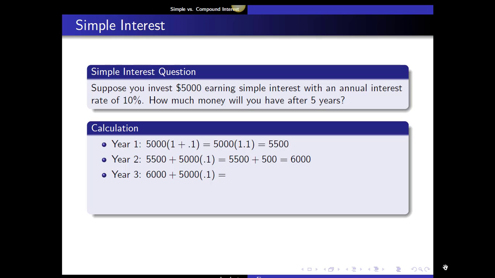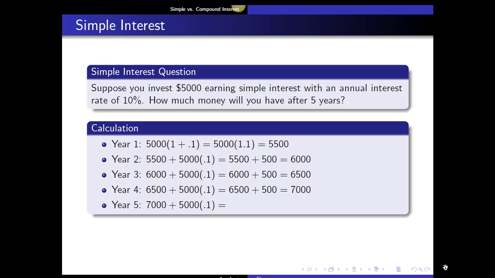And if we go on to year 3, we can see something similar because we're applying that 10% interest to 5,000. We add an extra 500 to the previous line to get 6,500. Year 4 is more of the same. We add another 500 to the previous line, which is 7,000. In year 5, finally, we add our previous line with 500, and we get our final answer of $7,500.